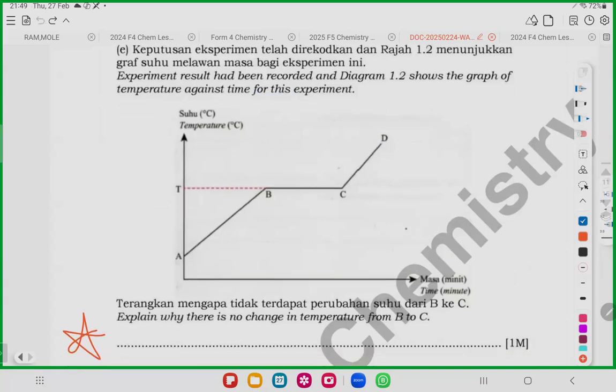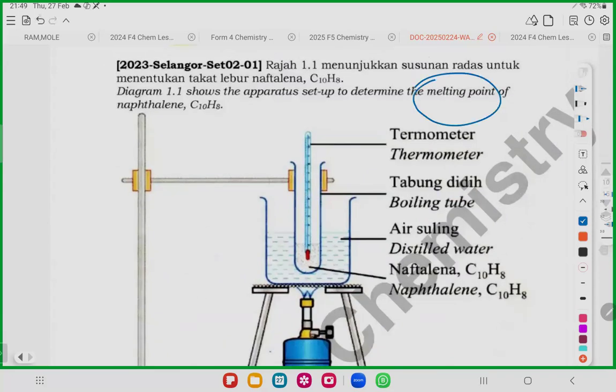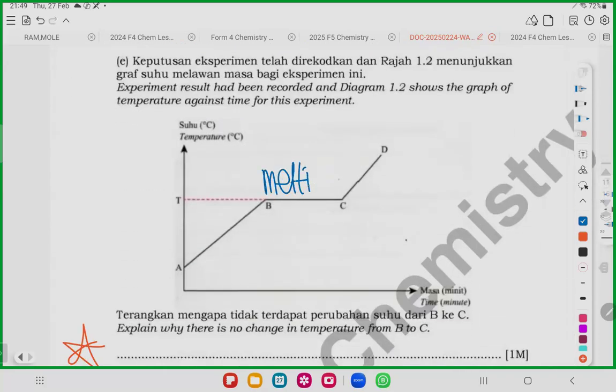Explain why there is no change from point B to C. They always love to ask this question: why is temperature constant, why didn't temperature change during the horizontal line? They seldom ask what is happening here. They always ask us to explain why temperature didn't change here. So do we know what process is happening? Yes, this process is melting. So why during melting did the temperature not change at all?